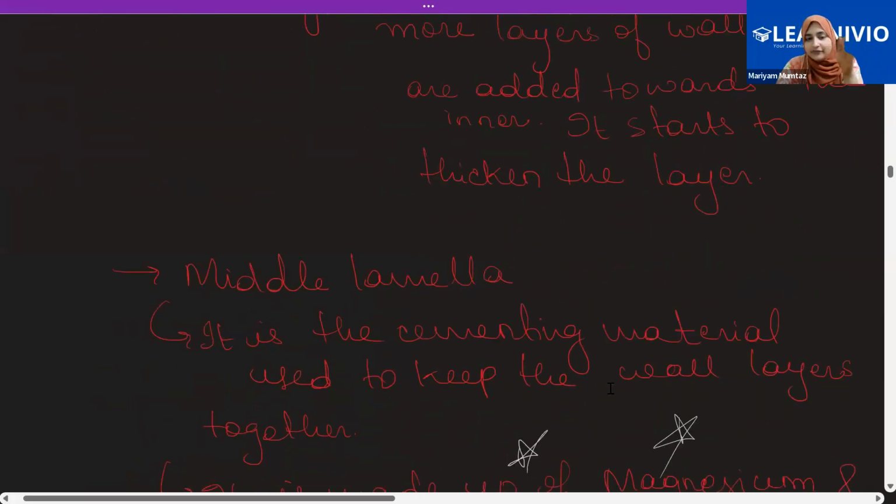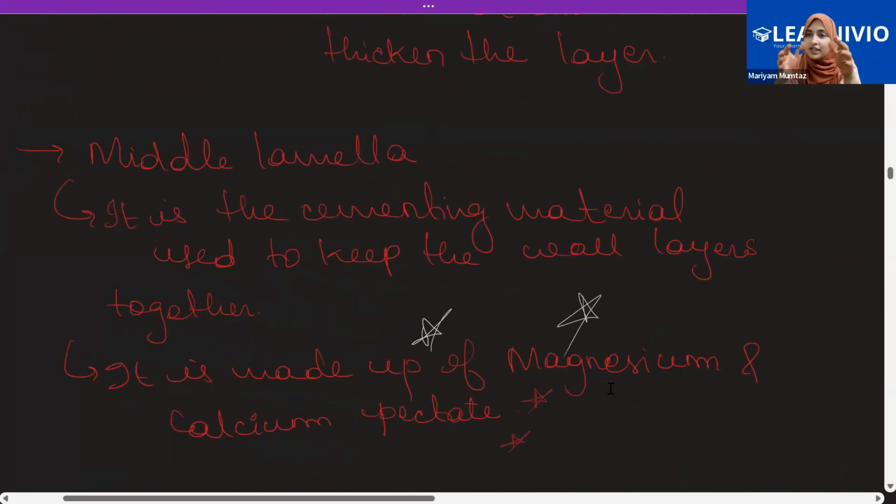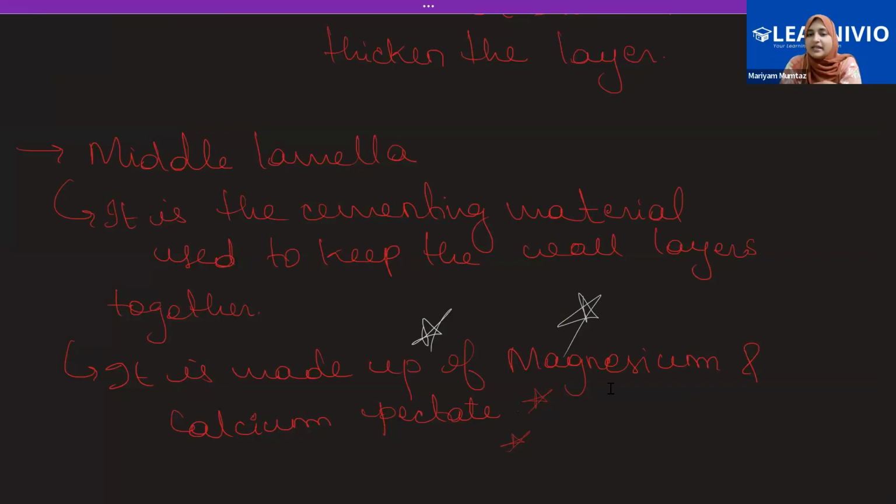Now, in between the primary and the secondary cell wall, there's a cementing glue substance present, that is middle lamella. It keeps the cell layers or wall layers together. And this middle lamella is made up of magnesium and calcium pectate. This is very important. You can imagine by the number of stars I've put around it.